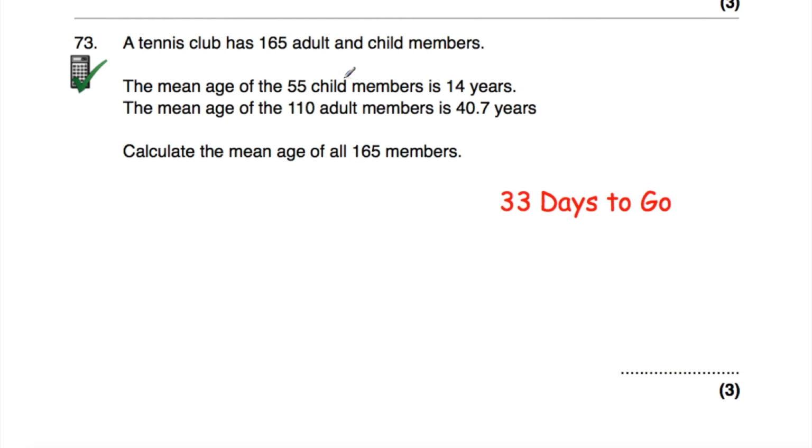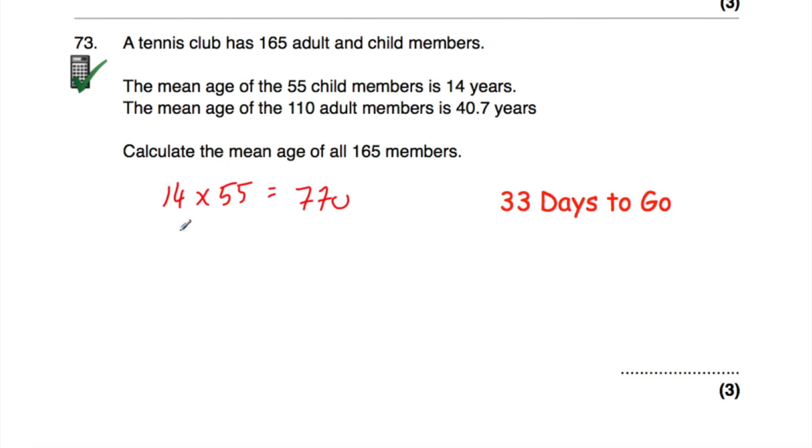So in terms of the children, we would have added up their ages and divided by 55 and got 14. So if we take the 14 and multiply that by 55, we can find the total age of all the children. So 55 multiplied by 14 is equal to 770. So that's how many years old all the children are if we add up all their ages.